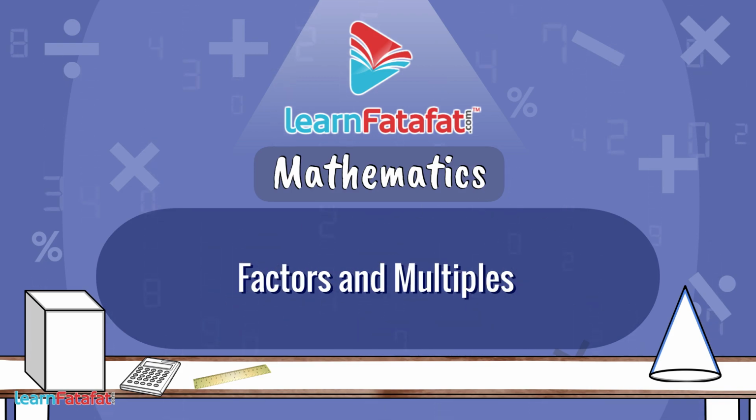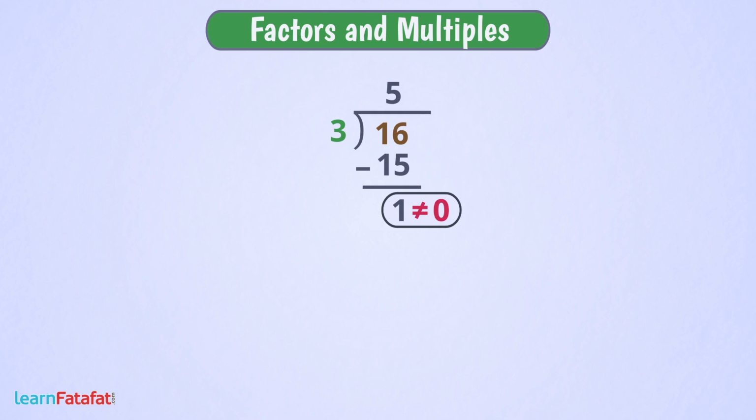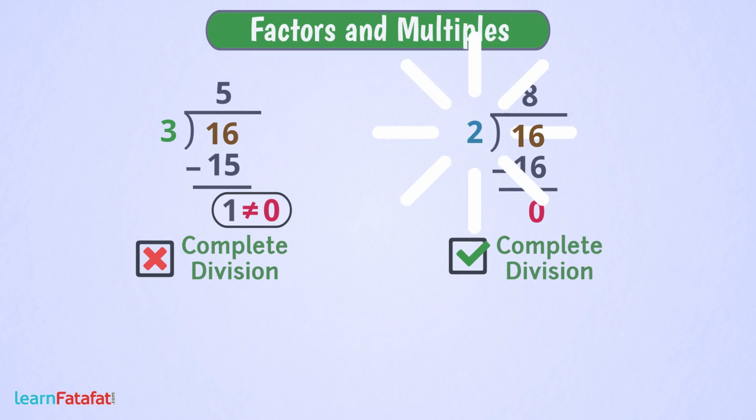Factors and multiples. Let's understand what are factors and multiples. If we divide 16 by 3, then we get the quotient 5 and remainder 1. Here the remainder is non-zero, which means the number is not completely divided by 3. Now, if we divide 16 by 2, then we get quotient 8 and remainder 0. Here, the number 16 is completely divided by divisor 2.